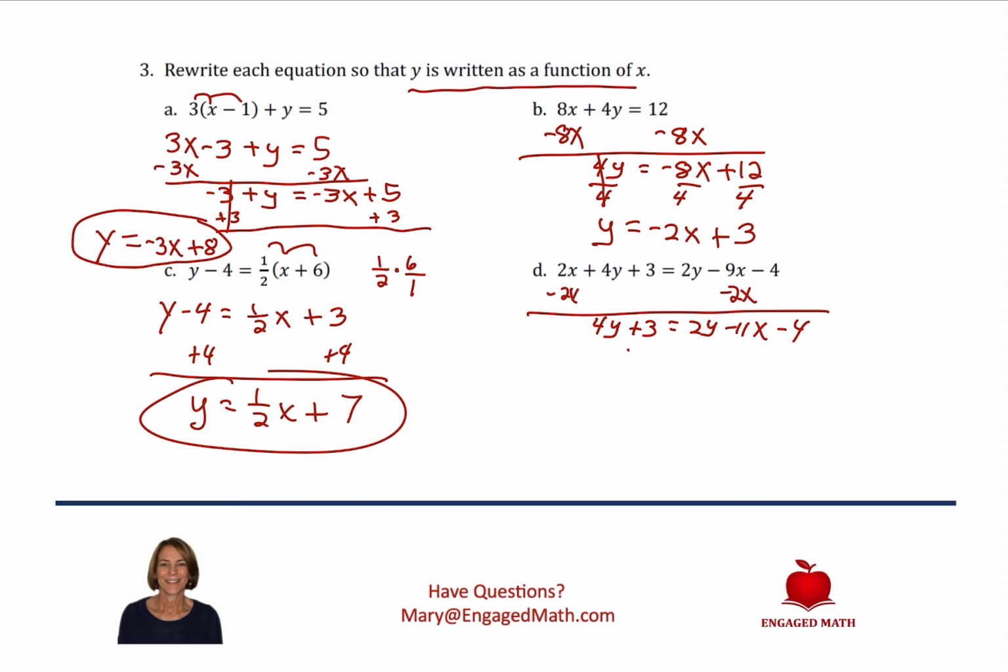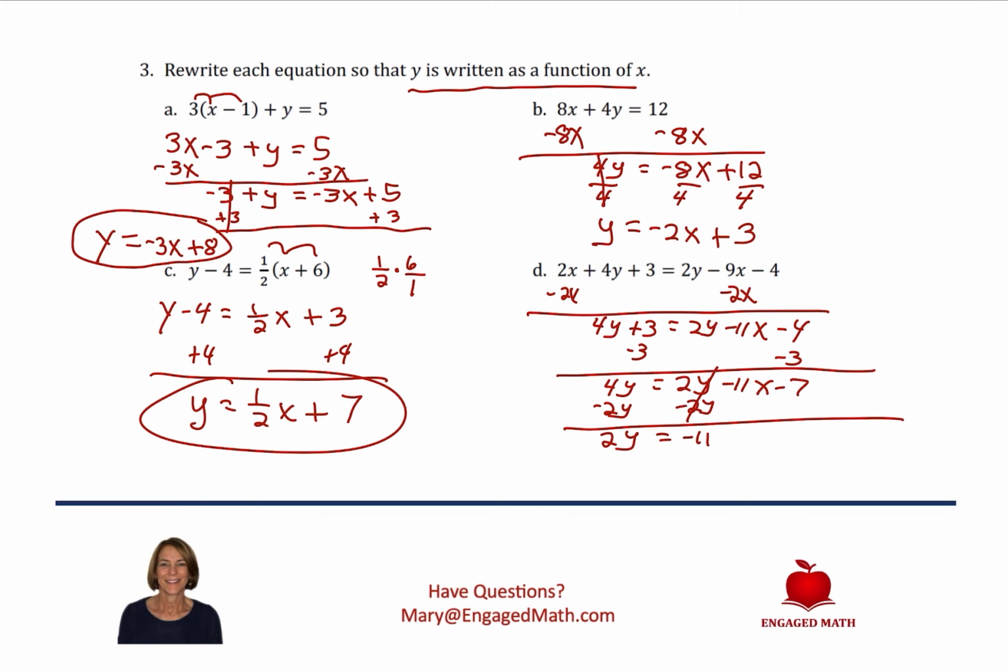All right, so now I'm going to subtract the 3 from both sides because remember, we're trying to get the y on one side by itself. So when I subtract the 3 from both sides, I have 4y equals. And then on this side, I now have 2y minus 11x minus 7. Now, before you're tempted to divide by 4, we have to move this 2y to the left. So I'm going to subtract 2y from both sides. And we're going to get 2y equals negative 11x minus 7.